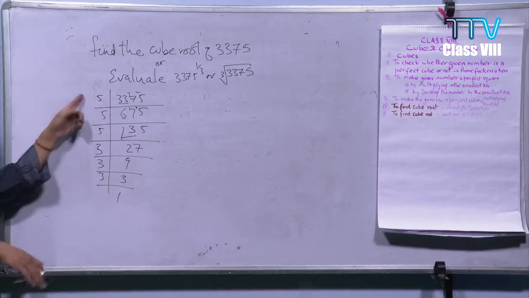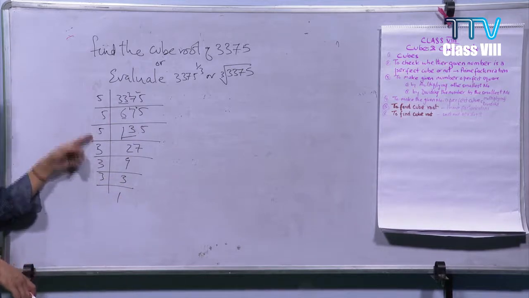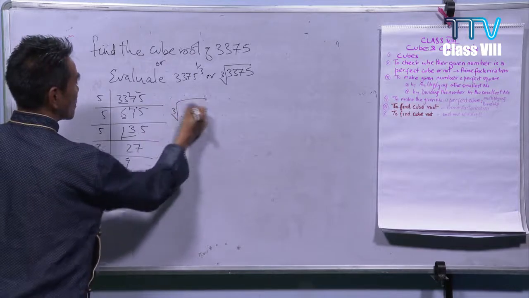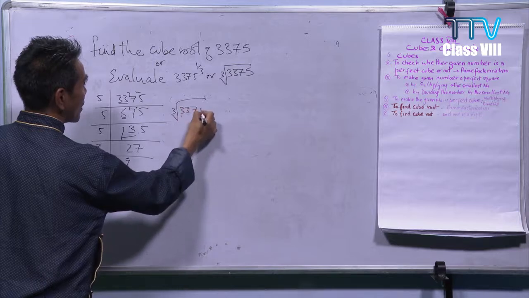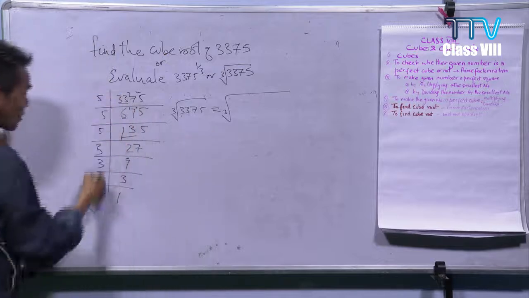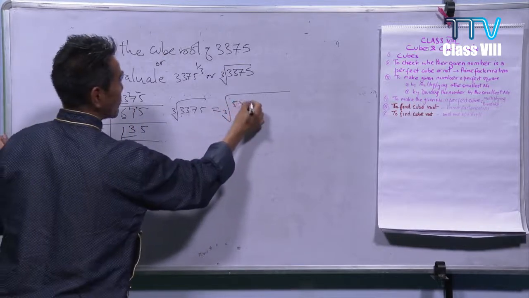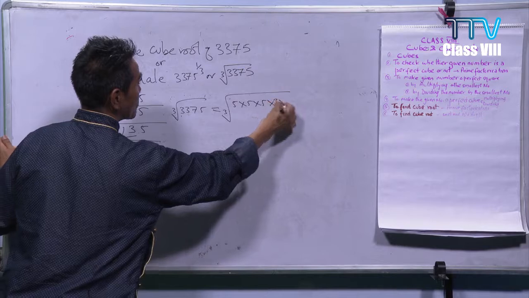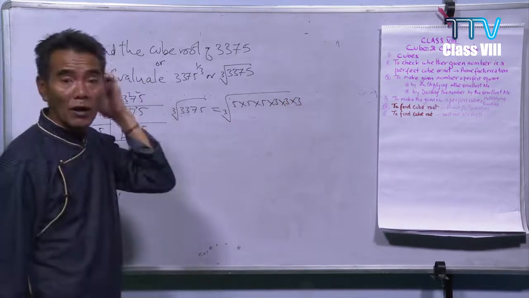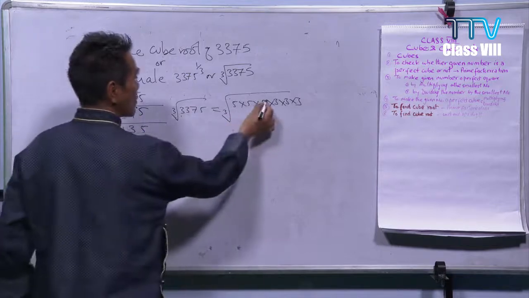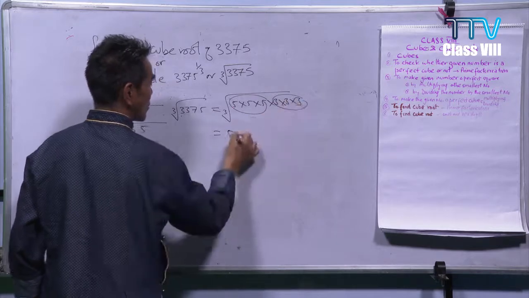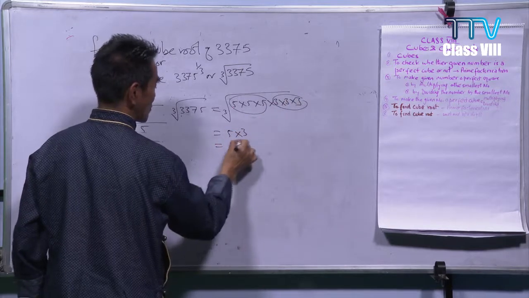Technically, to find the cube root, the cube root of 3375 is the radical of 5 multiplied by 5 multiplied by 5 multiplied by 3 multiplied by 3 multiplied by 3. Taking the cube root, for each group of three you take one out. You take one 5 out, you take one 3 out. That gives 15.